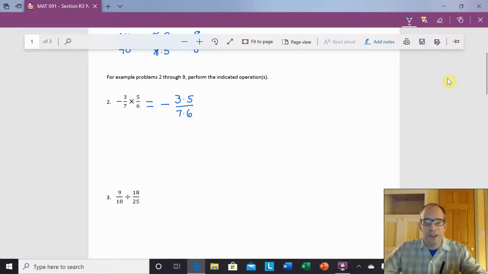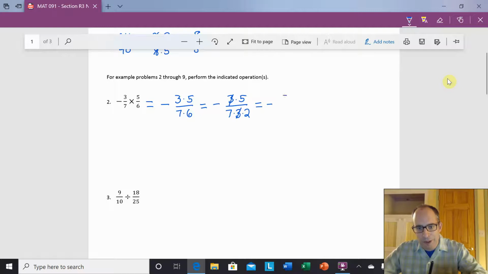And then we're going to see if we can cancel anything. Well, 3, 5, and 7 are prime, so they don't factor, but 6 can factor. Right? That's 3 times 2. So the numerator is still going to be 3 times 5. But then the denominator we could write as 7 times 3 times 2. And then we can cancel 3's. We got a 3 down here. We got a 3 up here. And so then leaving that minus sign out front, 5 on top, and then on the bottom 7 times 2 is 14. So it looks like negative 5/14 is our answer.